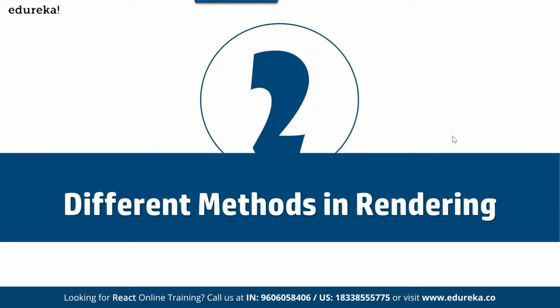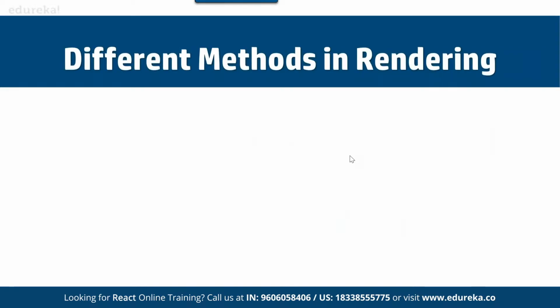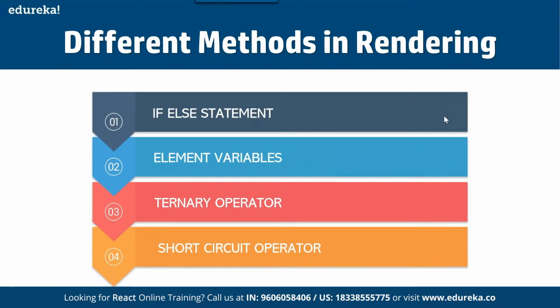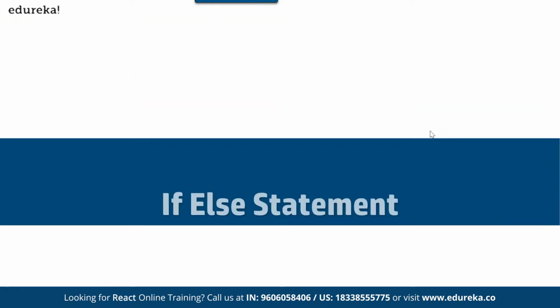Now talking about different methods of rendering, like what are the different opportunities, different ways through which we can render. We have basically 4 different methods of rendering. First is if-else, second is element variables, third is ternary operators, fourth is short circuit operator. Now let's talk about them a little bit one by one.